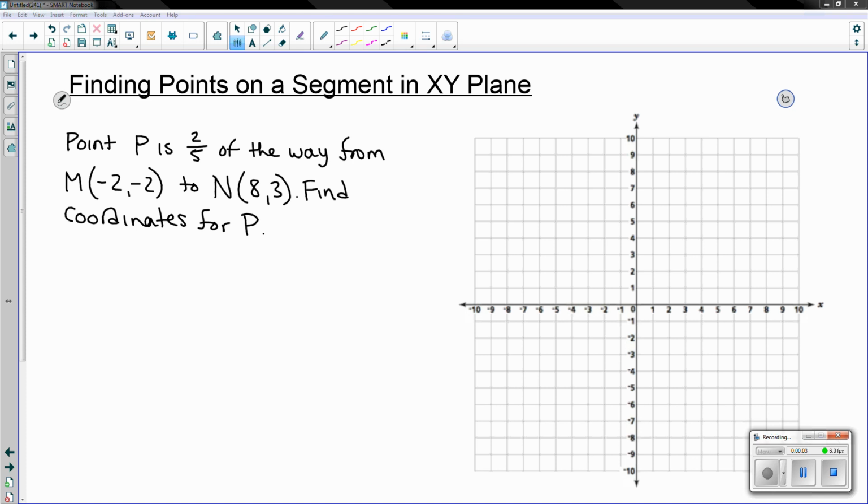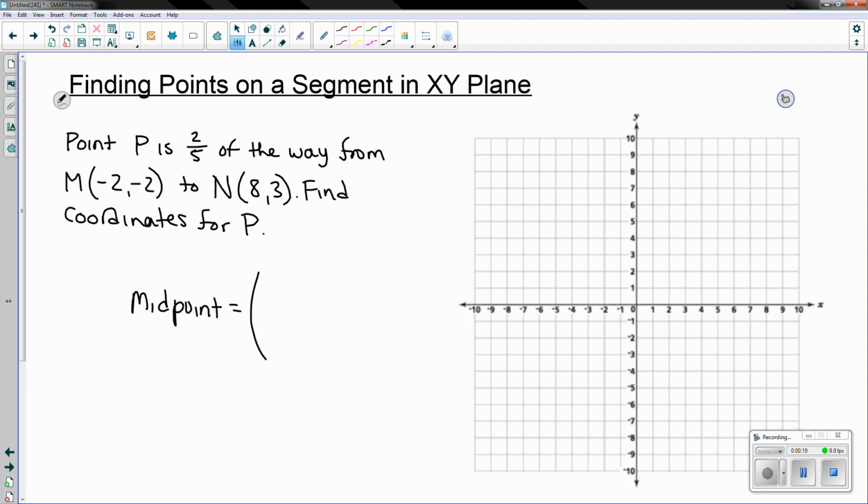Finding points on a segment in the XY plane. If we're given two endpoints of a segment, we know how to find the midpoint. And I have an example up here that we're going to go through in a second. But just a recap on how we find a midpoint between two endpoints on the XY plane.